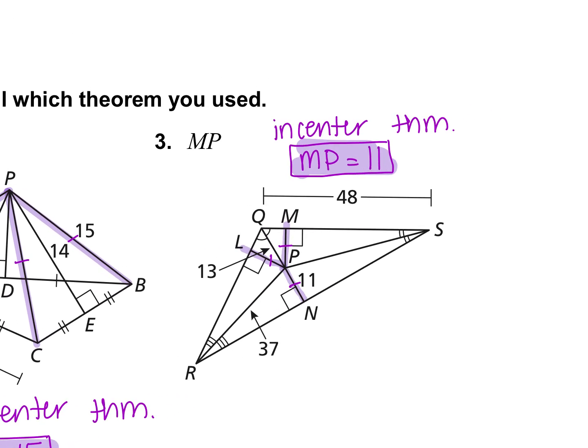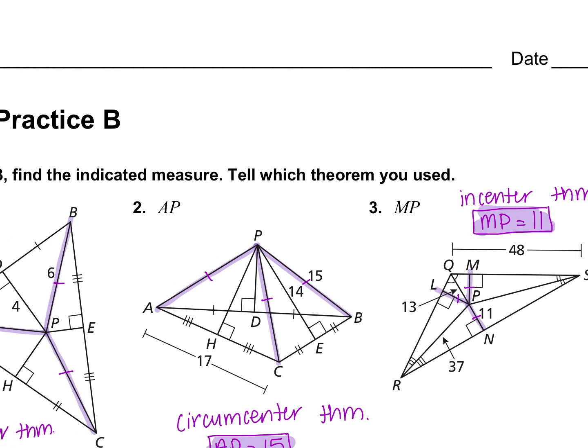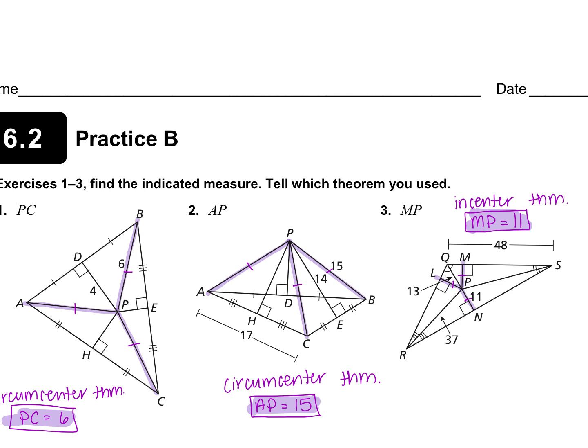Looking at number 3. This one's incenter. How do I know it's incenter? Because I have angle bisectors. And because I have angle bisectors, I know the segments from the side to my incenter are all equidistant. So if PN is 11, PL is 11, as well as MP is also 11. Do we have any questions on the first three? Because I saw some hands up. We're good? Do you have a question?